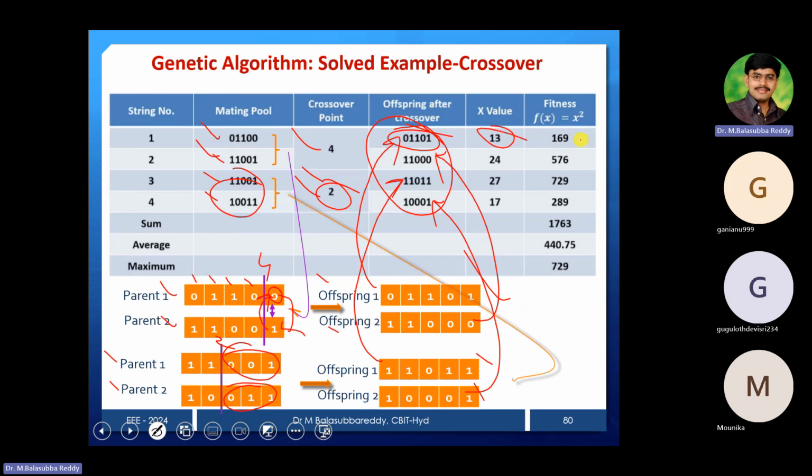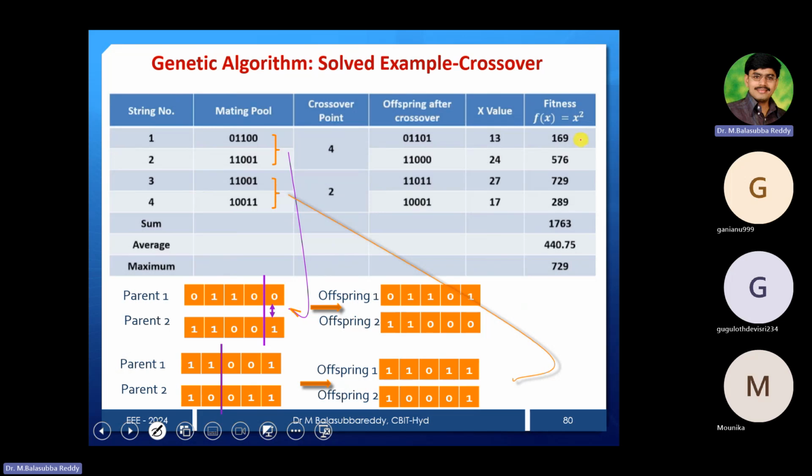1 into 2 power 0, 0 into 2 power 1, 1 into 2 power 2, like this. I will show you this one: 1 into 2 power 0 plus 0, and then 1 into 2 power 2 plus 1 into 2 cube plus 0. So this will be 13. Like that, another offspring 2 will get 24. Then the offspring's second list of parents will get 27 and 17.